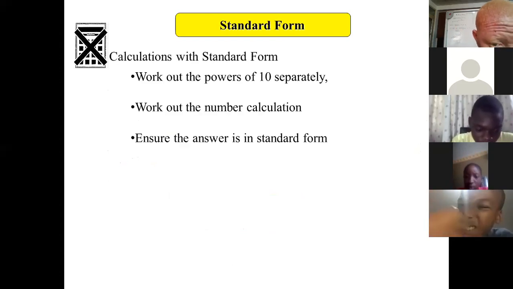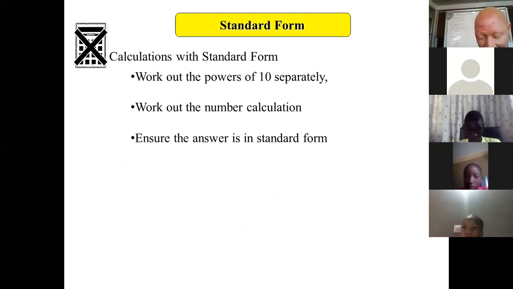Okay. Now let's talk about calculation with standard form. I'm going to be a bit fast from here. If I'm too fast for you, you have to go back on YouTube and check because I need to conclude this class. Now there are 3 things we need to work out. Anytime you are working on standard form numbers, work out the powers of 10 separately, then work out the number calculation separately, and then combine the answer in such a way that you have it in standard form.